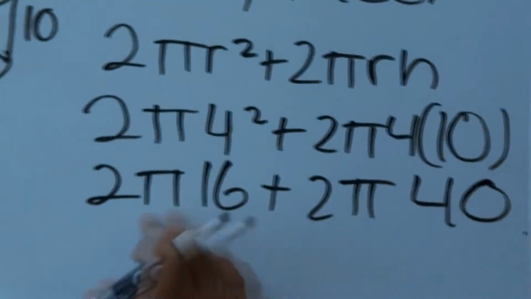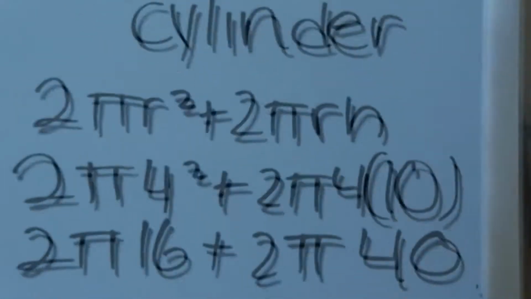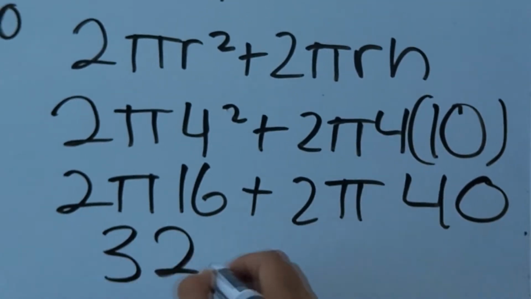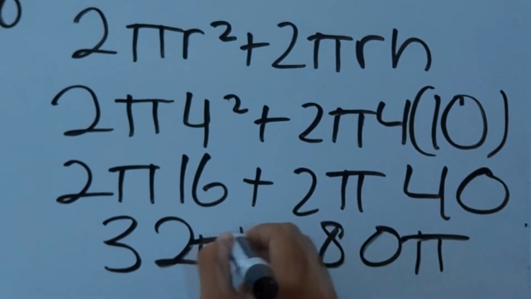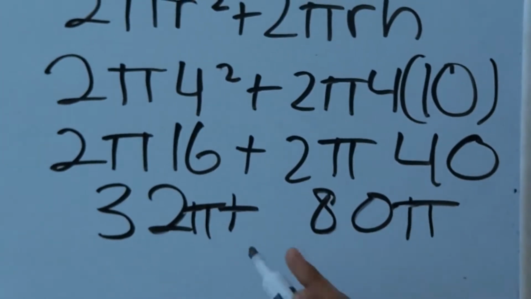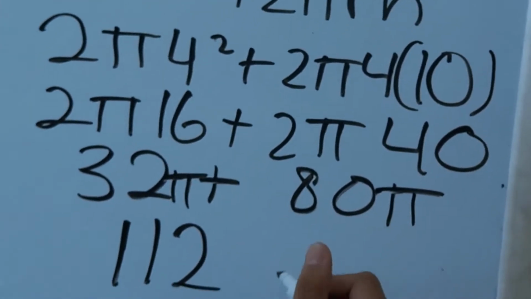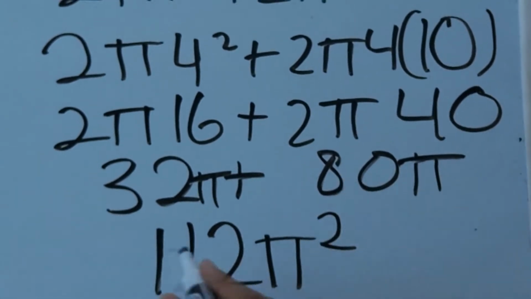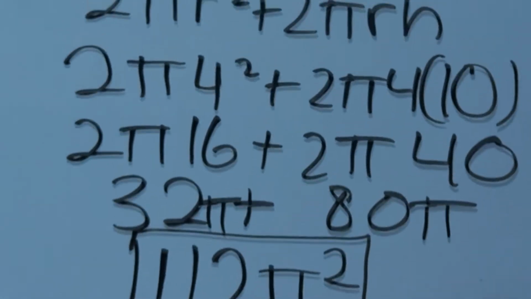We can just multiply these together, and you can put it in your calculator if you want. So this would be 32 pi plus 80 pi. Don't forget the pi's. And then from there, you just add, and you get 112 pi squared. And this would be the answer. Make sure you don't forget the pi.